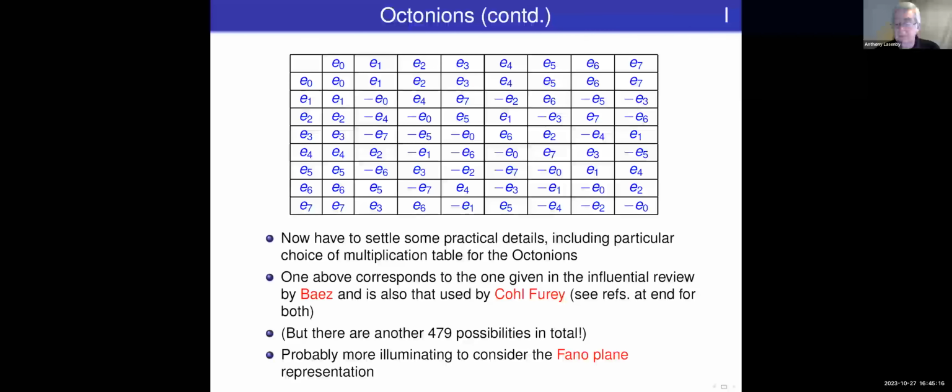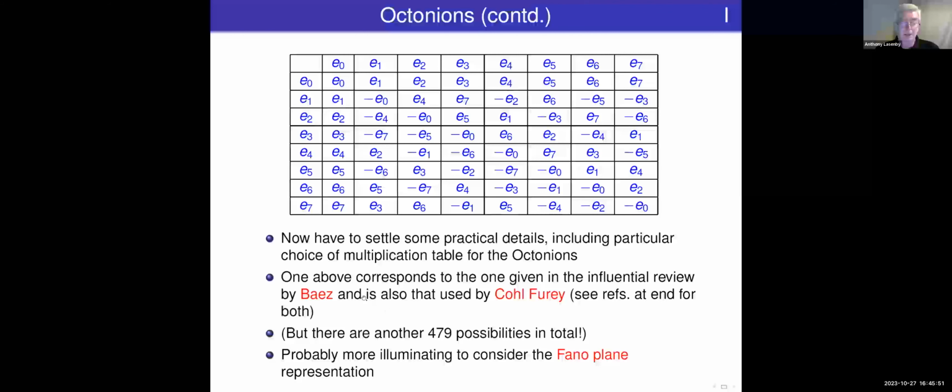Now, we have to settle on some practical details, including a particular choice in the multiplication table for the octonions. I've got one here. This corresponds to the one given in the very useful review by John Baez. It's also that used by Furey. And references to papers in general, I've put them at the end of the talk. When I get there, I'll try and make sure to display the page for a little bit so it's at least preserved on the recording.